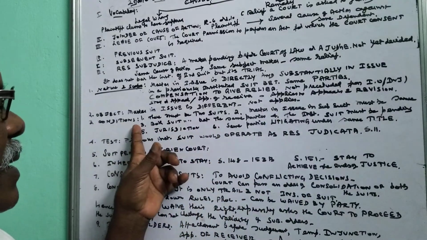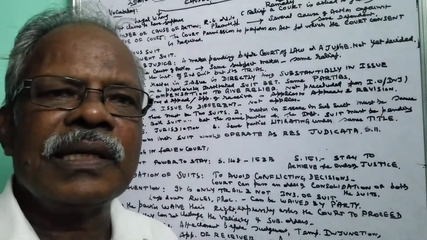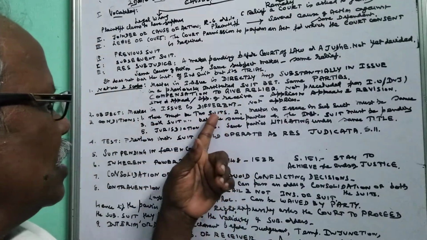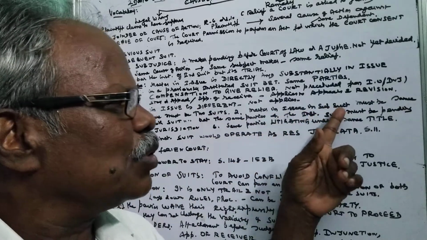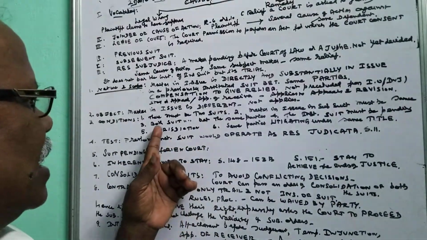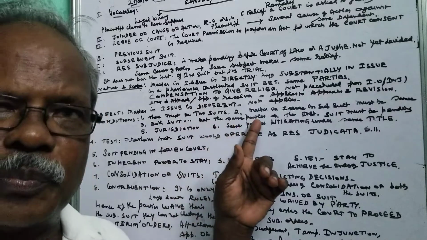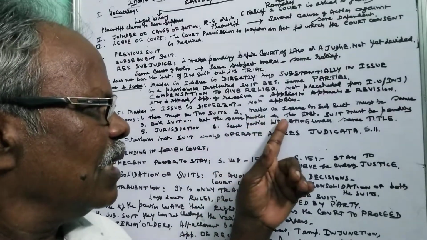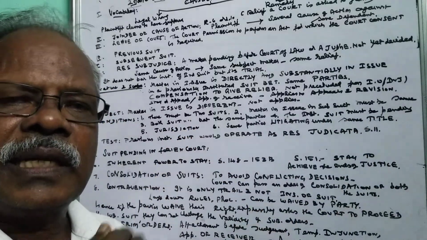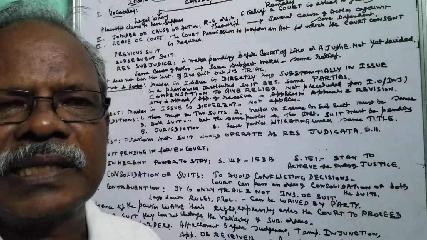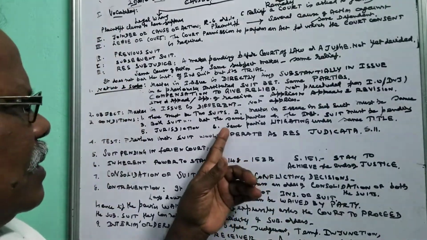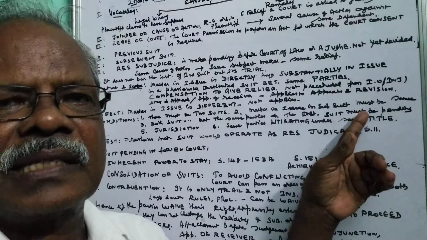Then conditions, what are the conditions for res subjudice? One is there must be two suits, and the matter in issue in both suits must be the same, and both suits must be between the same parties. The parties should not be different, and the earlier suit must be pending. It also concerns jurisdiction. The jurisdiction should not be different, and the same parties must be litigating under the same title.